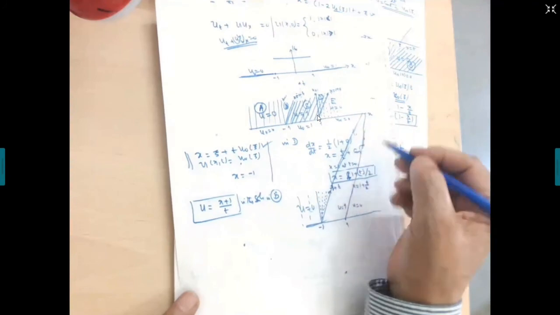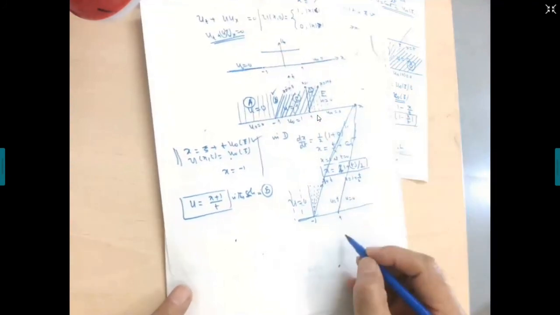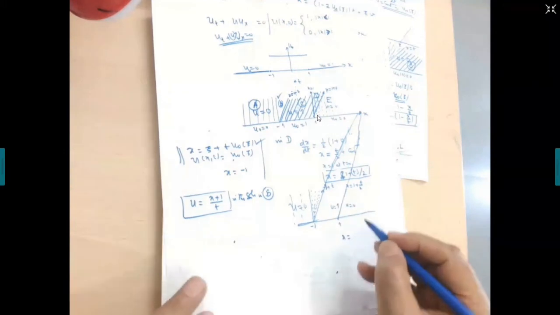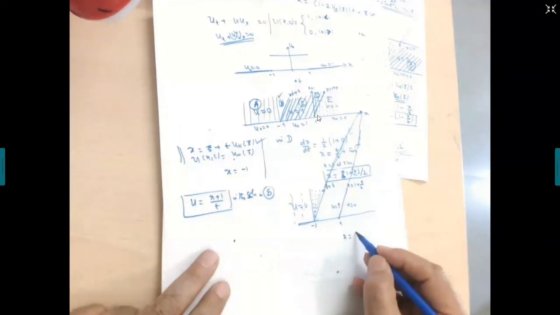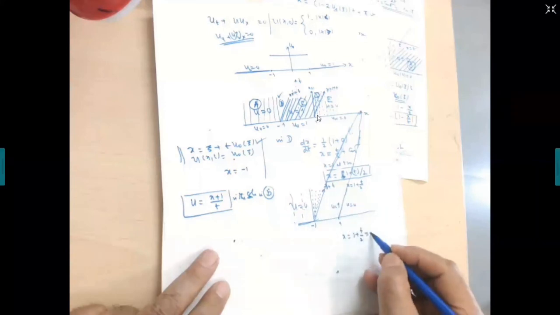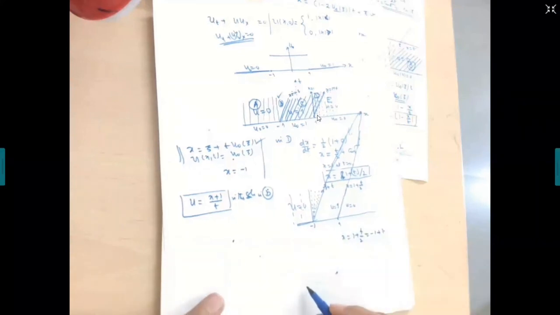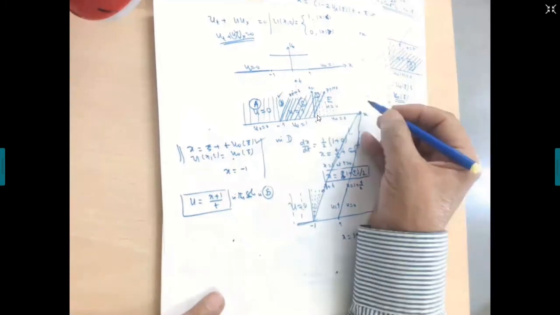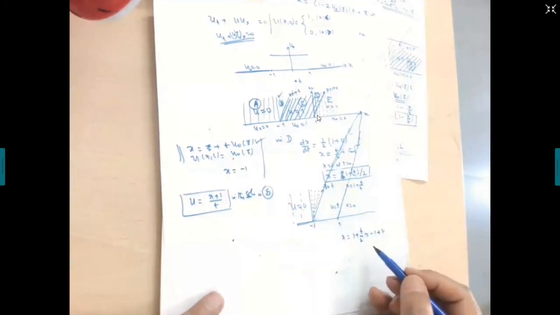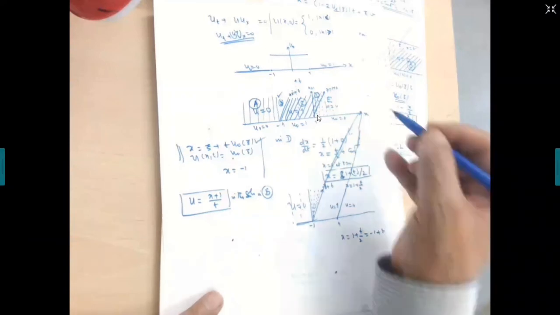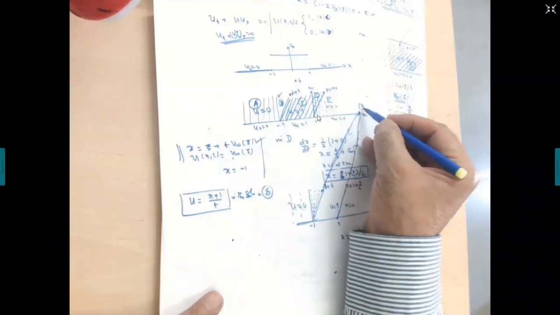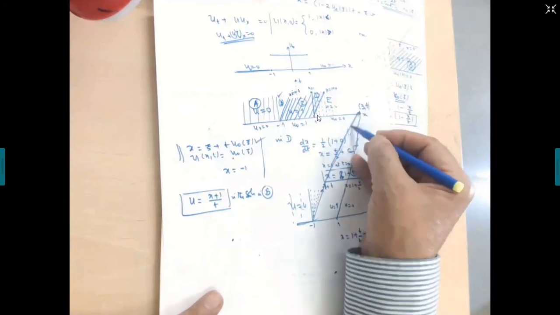Somewhere they will intersect. Am I right? Because x is equal to 1 plus t by 2, and x is equal to minus 1 plus t. So t is equal to 4. And what is x? x is 3. So this is the point (3, 4) where they intersect.